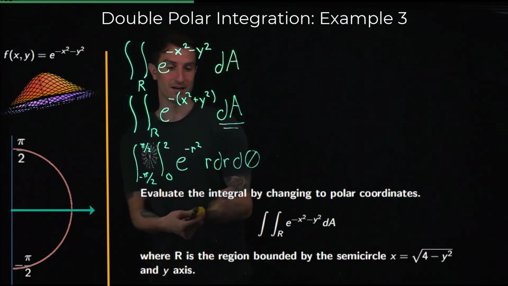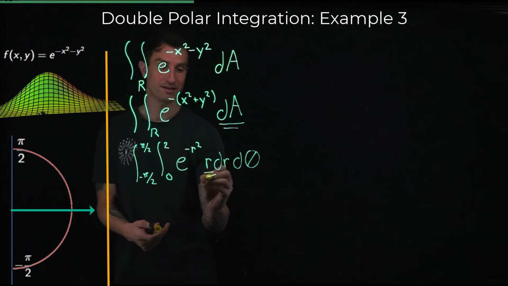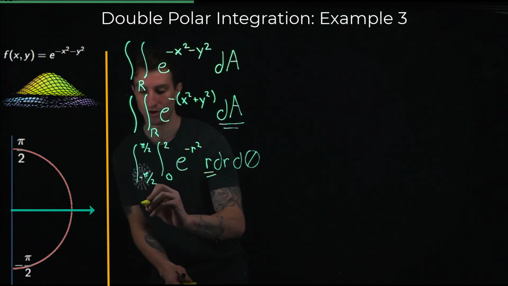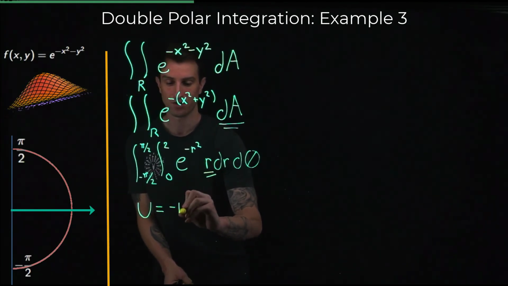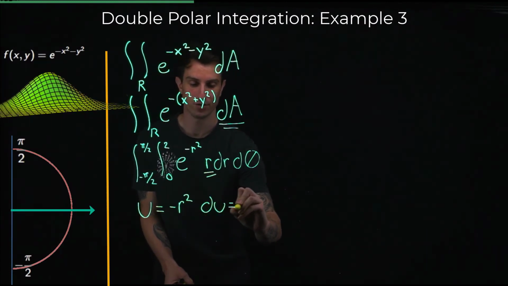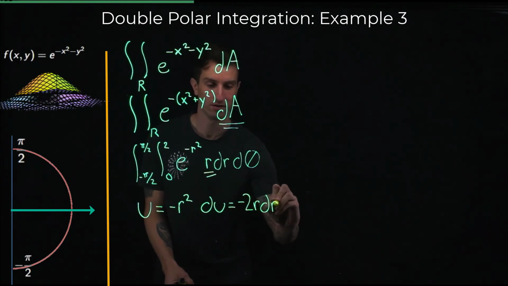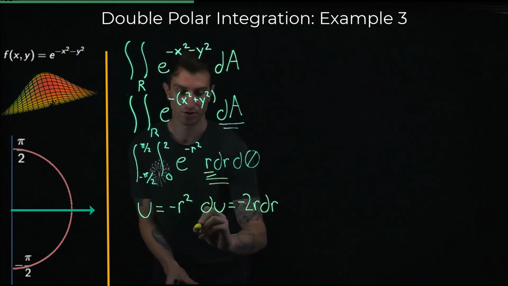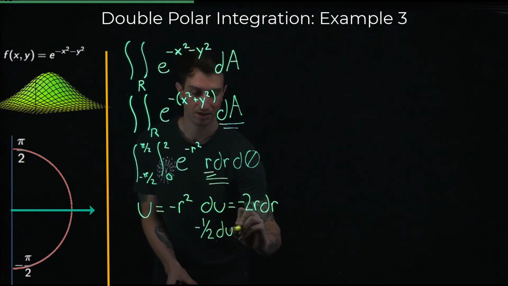Well, our next step, right, what kind of problem is this? It's a u substitution problem, right? This r is going to get canceled out when we take the derivative of negative r squared, right? So our u is equal to negative r squared, which means that du is equal to negative 2r dr. Now we have the r dr right here, but let's move over the negative 2. So this is negative 1/2 du is equal to r dr.